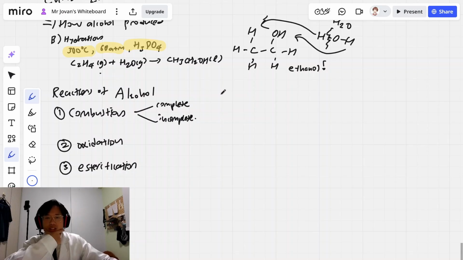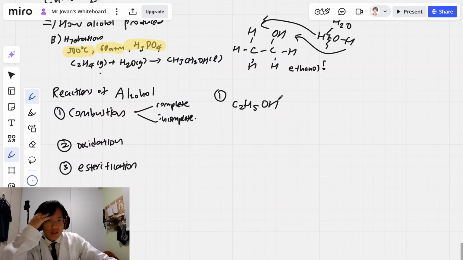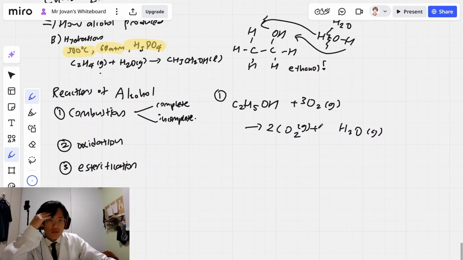Alright, so let's go through the reactions. Number one. Let's use ethanol as an example, since we already drew it here. So C2H5OH. Do you remember what the products of complete combustion are? Yeah, you better remember, it's CO2 and H2O. I already went through this with you. Remember the products and you can balance the equation separately. So when trying to balance it, what do we get? 3, 2, 3.